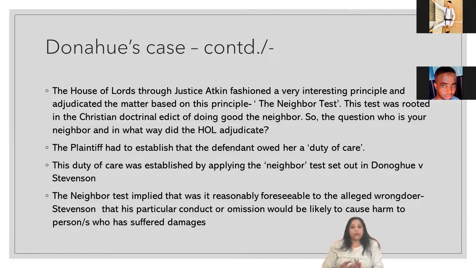Now, who is this someone? There is not really a direct connection. There is a remote connection, a very long rooted connection. There's no direct nexus between Donoghue and Stevenson. So they asked, how come you become my neighbor? So now let's see what Justice Atkin said.